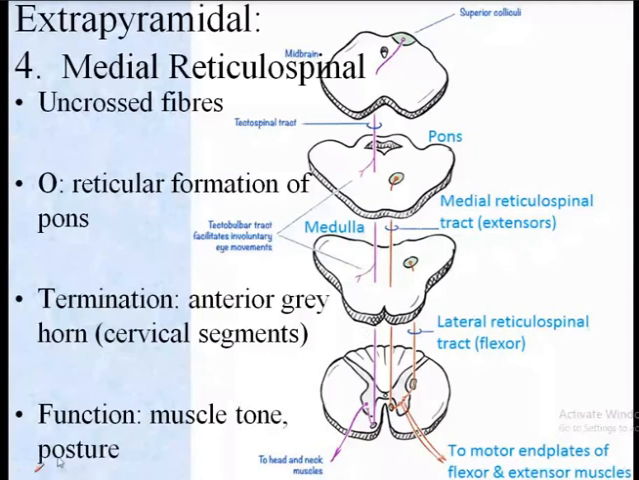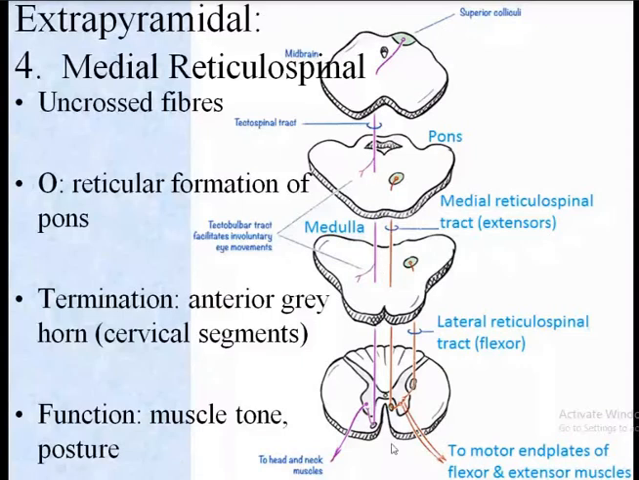As we mentioned in the initial slide, the pyramidal system is responsible for all voluntary movement, and the extrapyramidal system is responsible for maintenance of posture and equilibrium of the body. Almost all extrapyramidal tracts have this function of maintaining muscle tone and posture. This is about the medial reticulospinal tract. It is an uncrossed fiber.